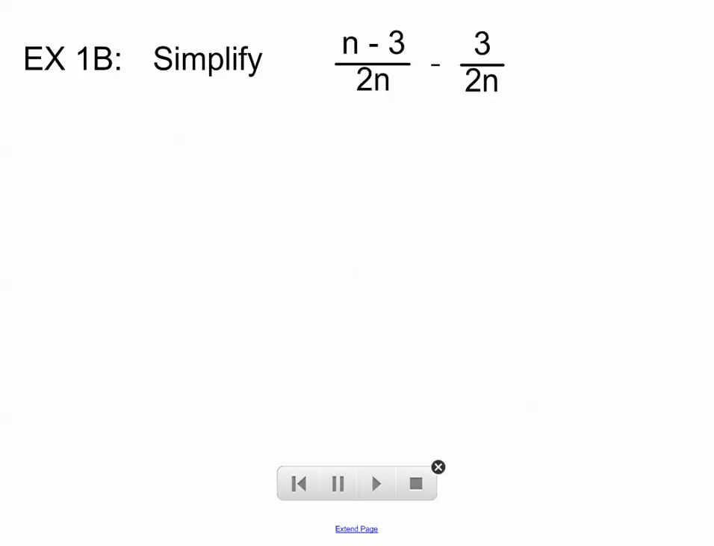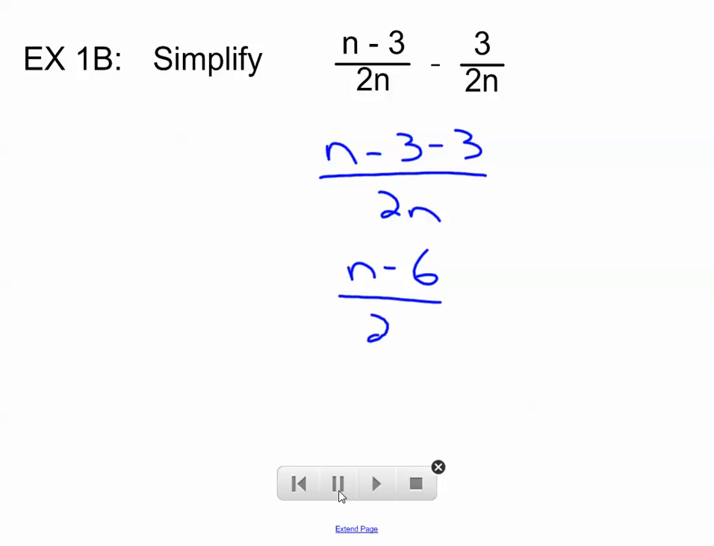How about this? We're being asked to subtract these two fractions. We do have a common denominator, 2n, so we'll keep that denominator. On the top, we'll do n minus 3 over 2n. The only difference here is that we have negative 3 and negative 3, which are like terms. We can make that negative 6. So we end up with n minus 6 over 2n. There's nothing that can be simplified there. So that's our answer, n minus 6 over 2n.